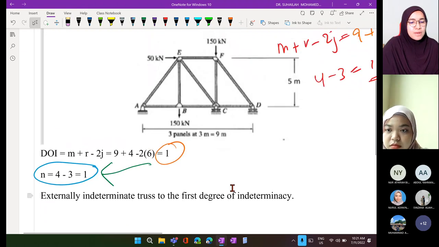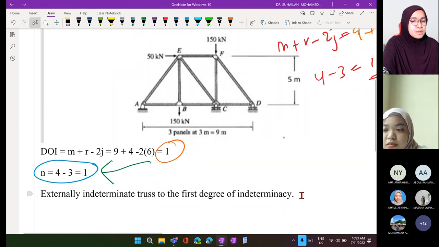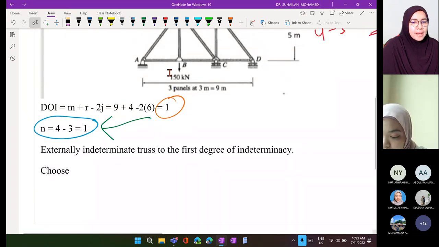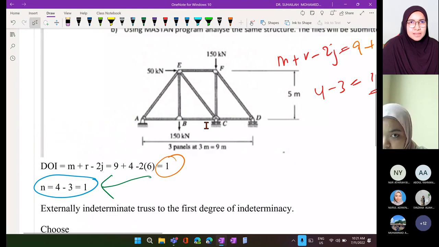As usual, once we have determined the number of redundants, we have to choose the redundant. Let's say we choose CY. I want to remove CY as the redundant.